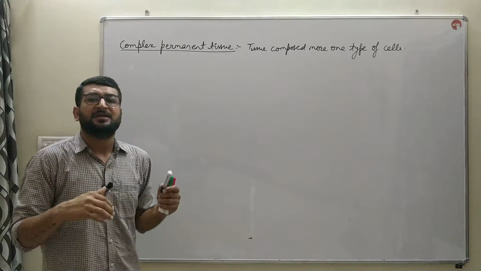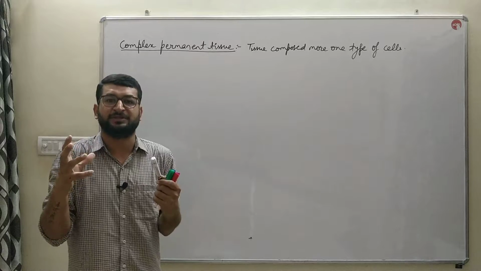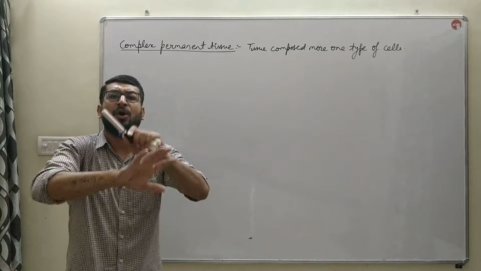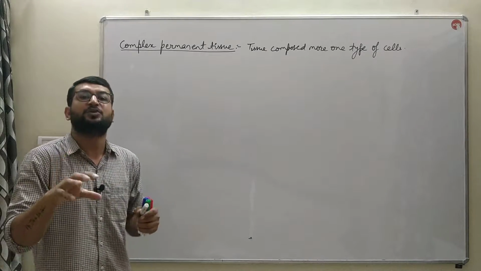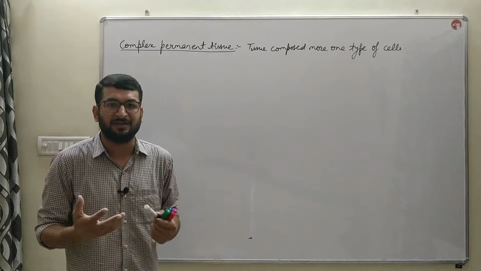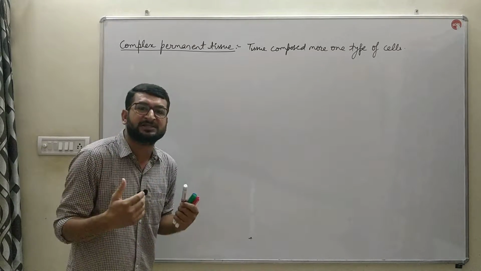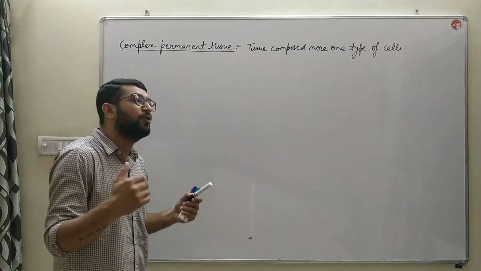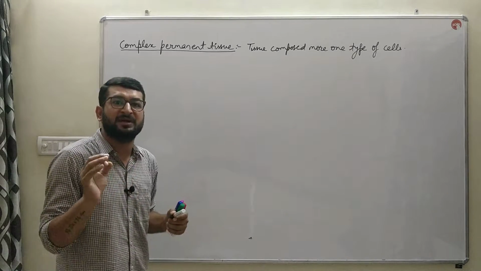Before that, in the previous videos, you must have studied the simple tissues. The simple tissues are the tissues which are made up of one type of cells. All the cells of that particular tissue are of single type. In that you had studied the three types: parenchyma, collenchyma, and sclerenchyma. Now we'll discuss the more complex part that is known as complex permanent tissue. That is the tissue which is composed of more than one type of cells.